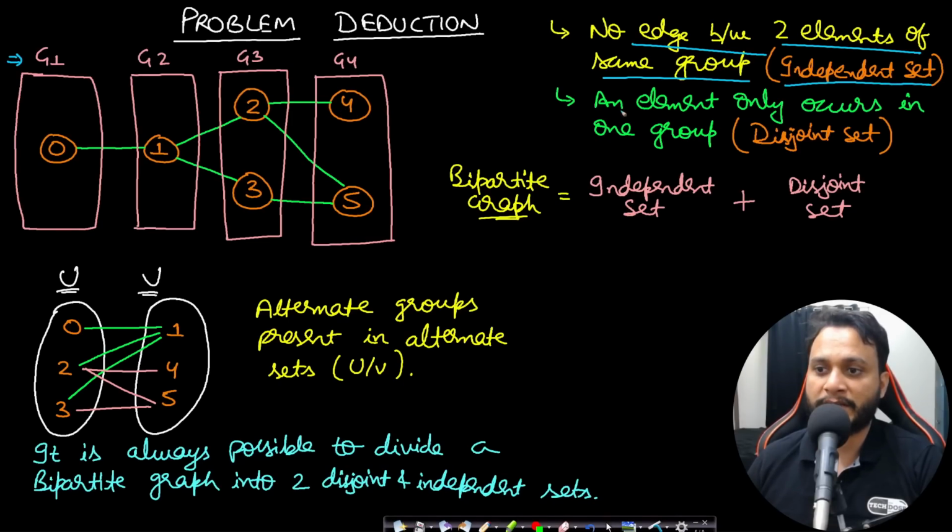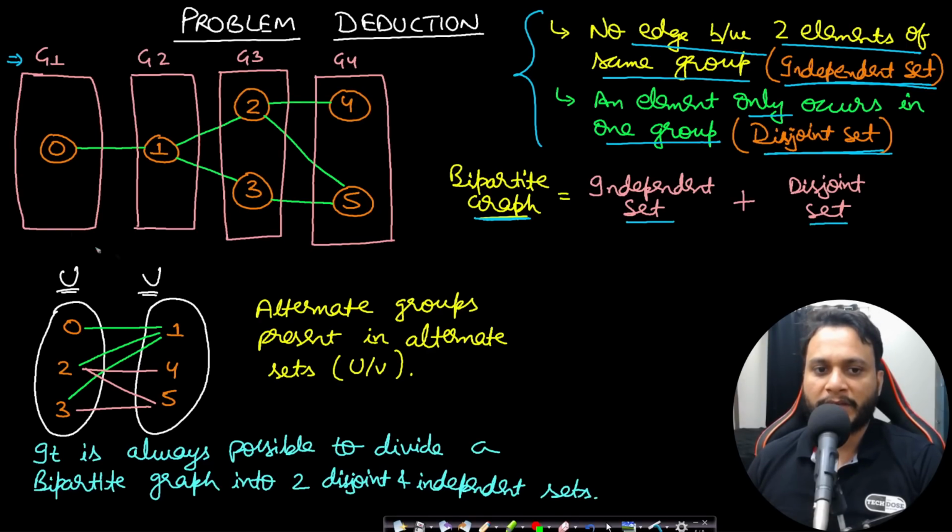And if you see, an element only occurs in one group, because if 4 is present, it can only be present in group 4. It cannot be present in group 3 as well as group 4. An element will only be present in exactly one group. So this is the concept of disjoint set. So this problem is combining the concept of both independent set and the disjoint set. And you know that a bipartite graph is a graph which is independent as well as disjoint. So that is why this problem is a bipartite graph problem.